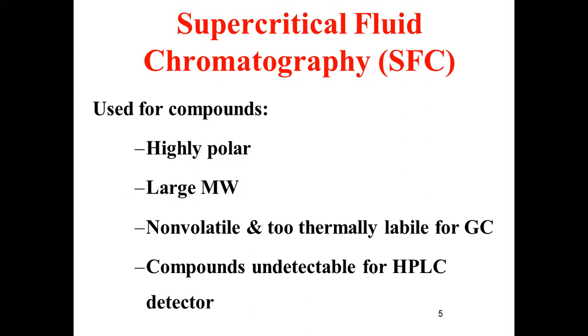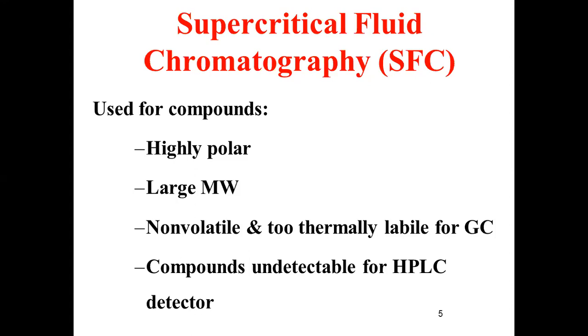In such cases, we have to look at whether the compounds are thermally labile or thermally stable. If they are thermally labile at temperatures above 100 degrees Celsius, those supercritical fluids are not suitable to be used as mobile phase. So we have to search for other alternate mobile phases which can exhibit the supercritical fluid property at that particular temperature. Only then can we go for separation. And all those compounds which are undetectable by an HPLC detector can also be subjected to separation by supercritical fluid chromatography.